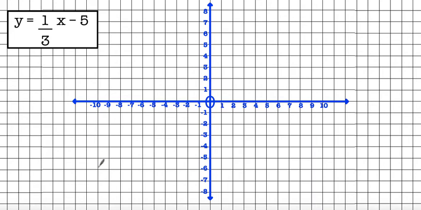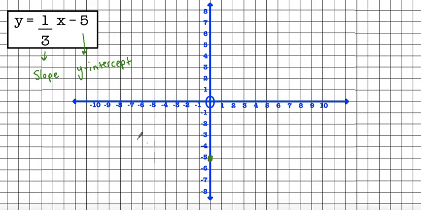Here I have another equation in slope-intercept form. It's y equals 1/3 x minus 5. It's the same thing, except here our slope is a fraction already. So this is our slope, and negative 5 is our y-intercept. The easiest thing to do is to plot our y-intercept. So our line crosses the y-axis at negative 5. I'm going to put a coordinate here at negative 5.